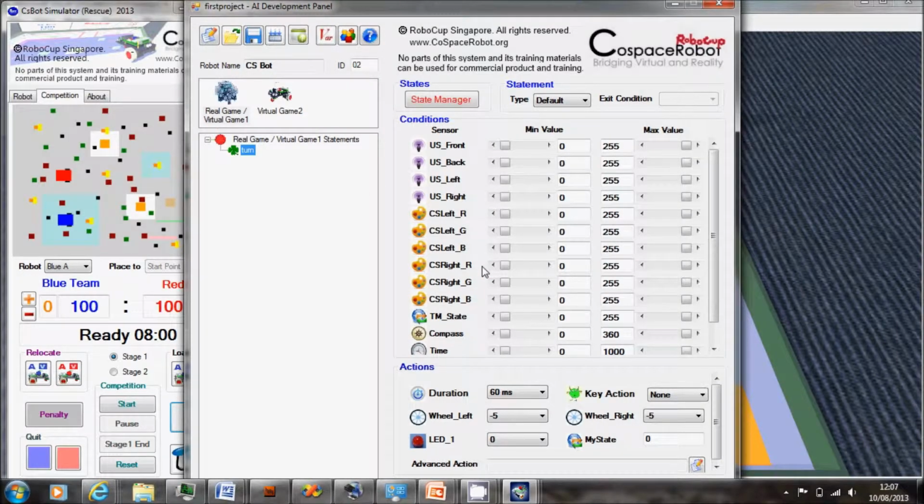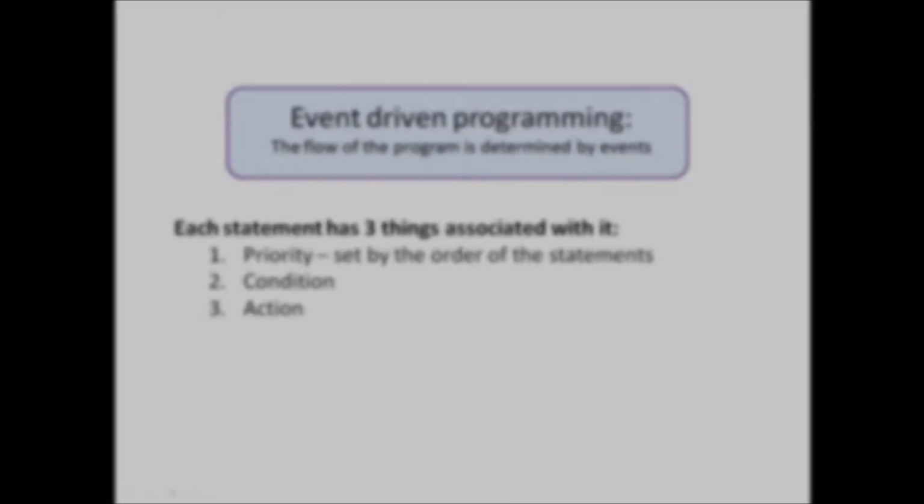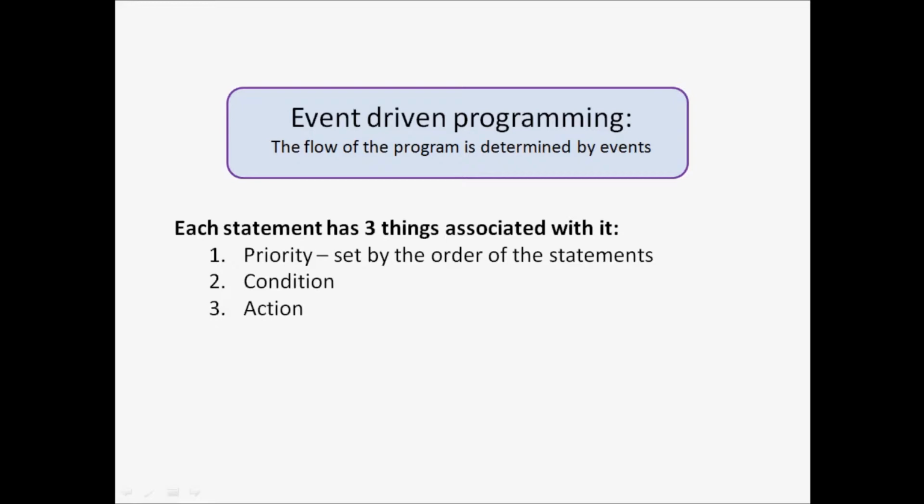We now need to understand how the programming environment works. The programming we are using is event-driven programming. This means that the flow of the program is determined by events. So each statement, like the statement we have just created in the program, has three things associated with it: a priority, set by the order of the statement in the statement tree, a condition, and also an action. So how do we set these three things?